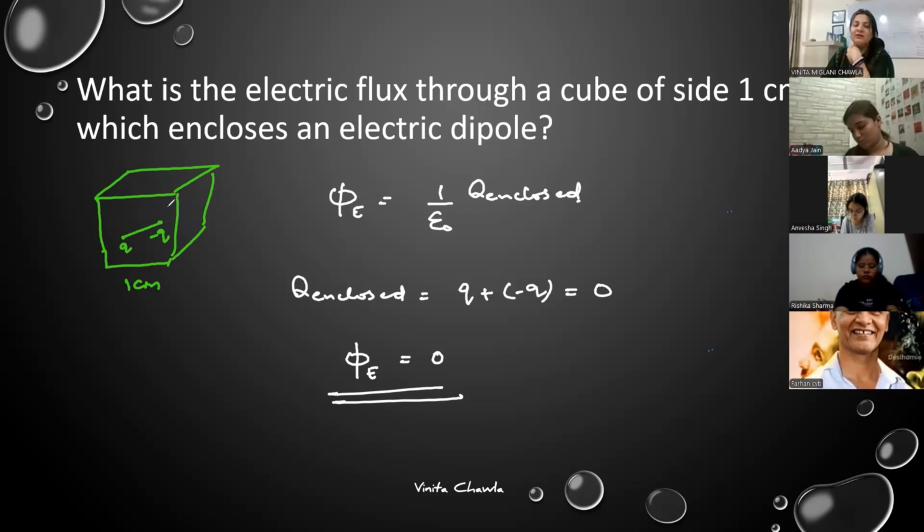See, regardless of the size of the cube, it does not depend. It does not depend upon the sides. Though side of the cube is given, it doesn't matter. Even if the cube is of side 1 centimeter or 5 centimeter, it will not affect the electric flux. The flux remains the same, 0. Only because the total charge is 0.